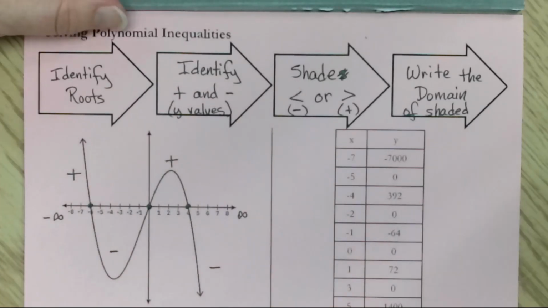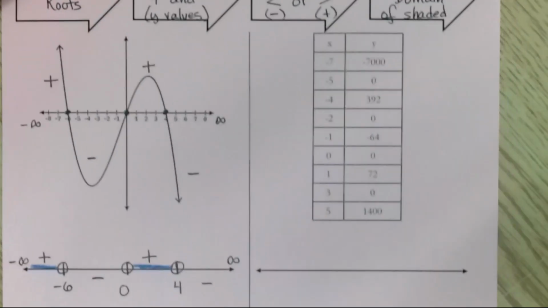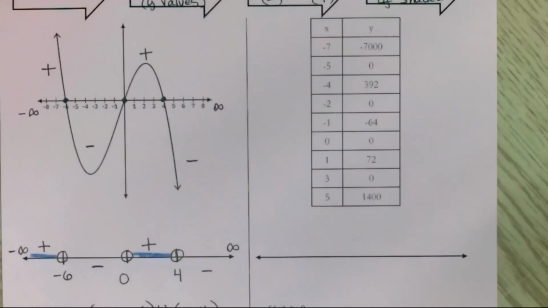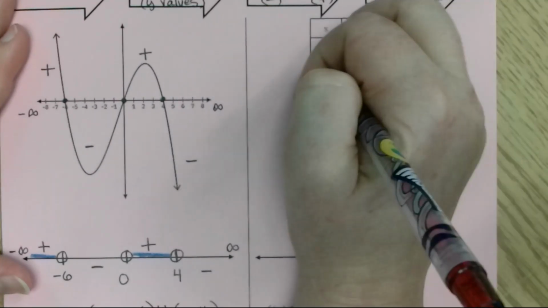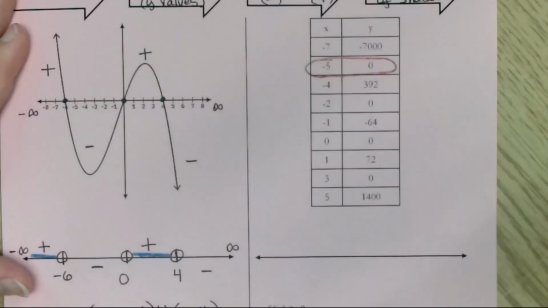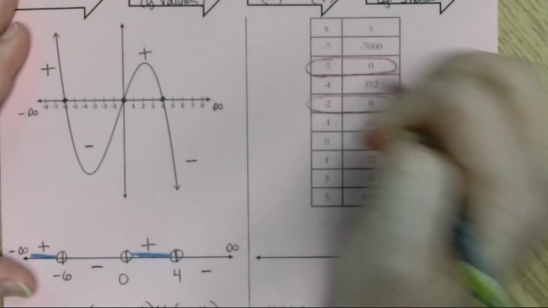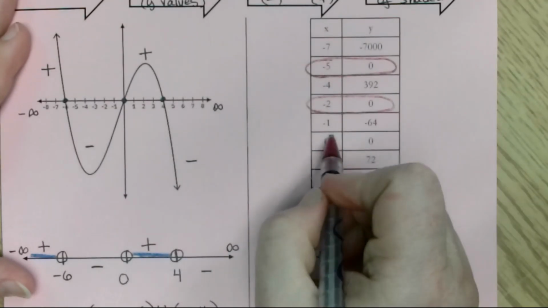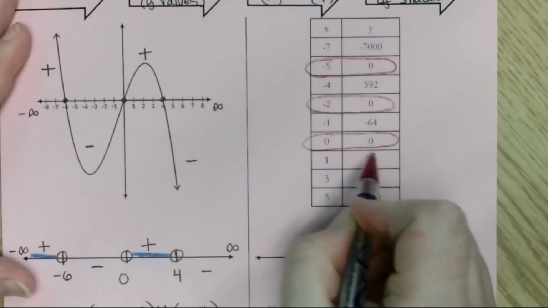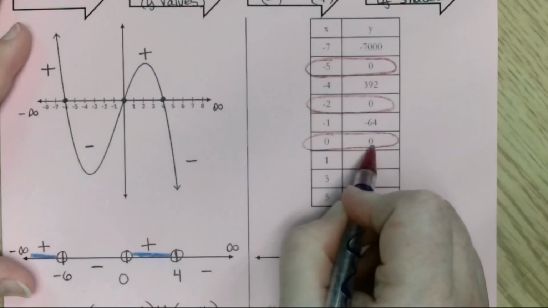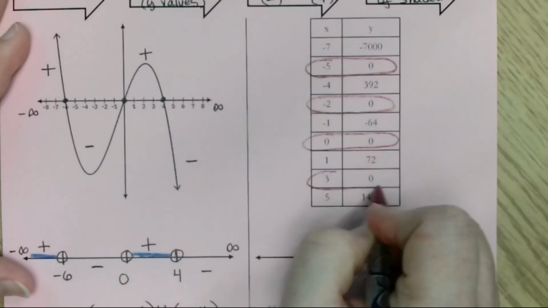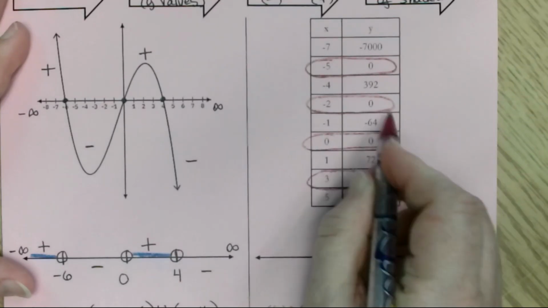So the first step is identifying the roots. Remember, in a table, the roots are anywhere y equals 0. So we're just going to go through and circle every single time y equals 0. And just so happens x and y equals 0 right here, but I'm looking for the y, not the x. So how many do we have? I got 4 of them.